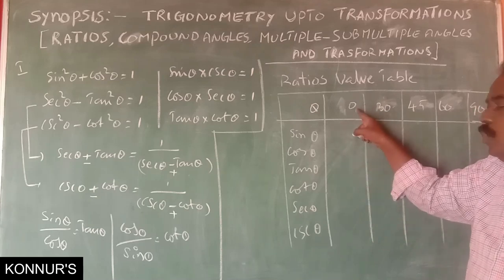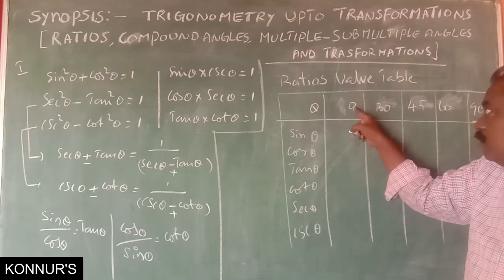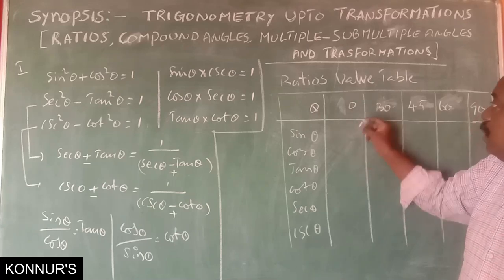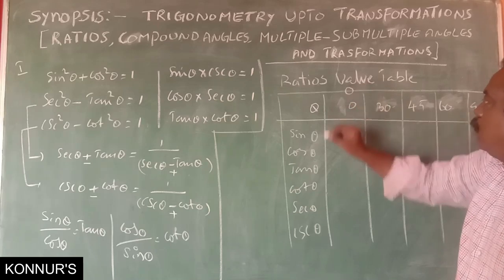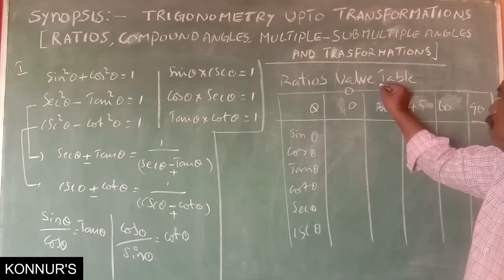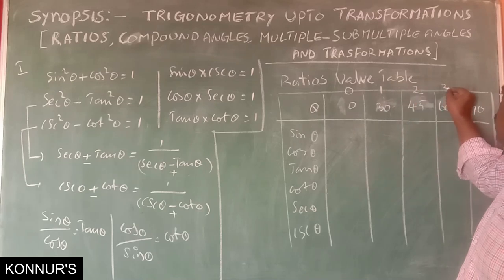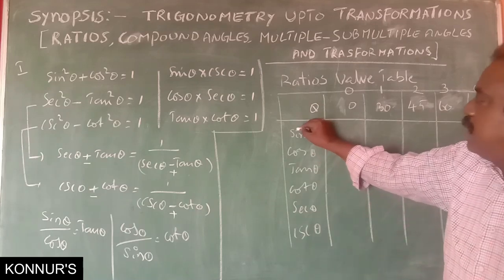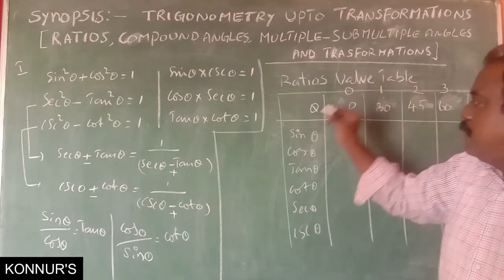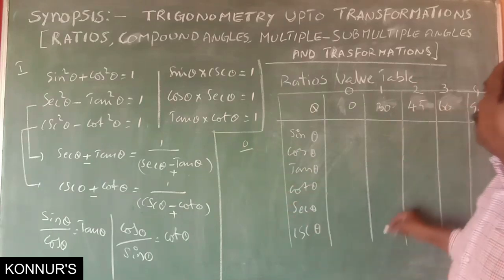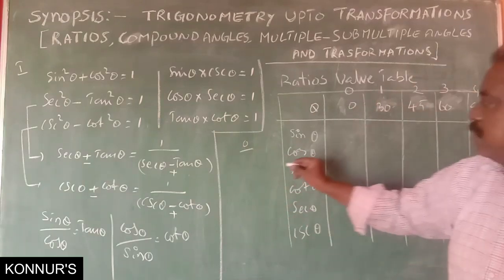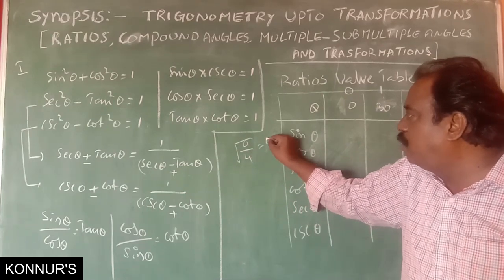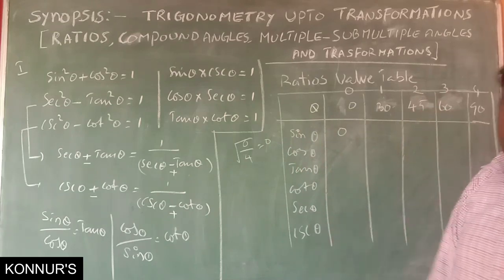In order to get the sin 0 value, how can you get it? On the top of 0, you write 0. On the top of 30, you write 1, then 2, then 3, then 4. A shortcut method is there. In order to get the sin 0 value, it is 0 by the last digit 4, with root. 0 by anything is 0, root 0 is 0. So its value is 0. Okay, now?